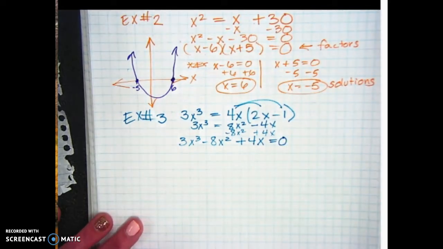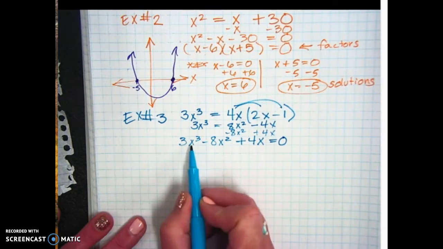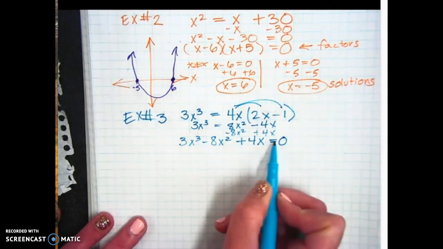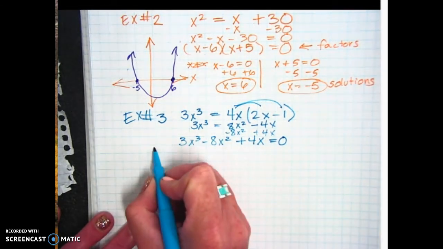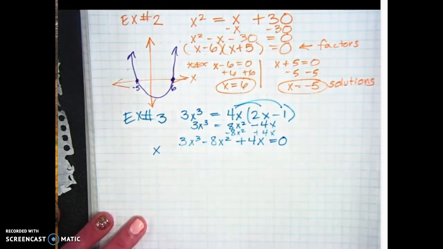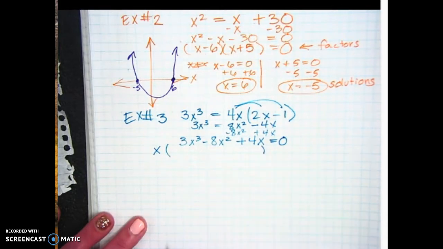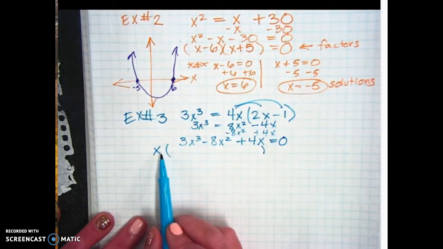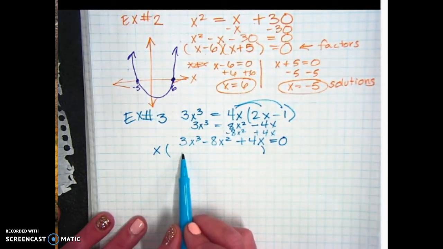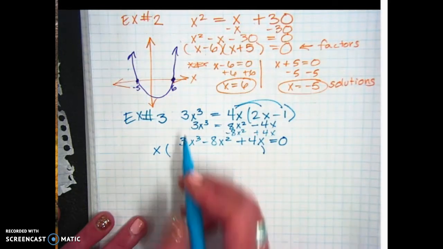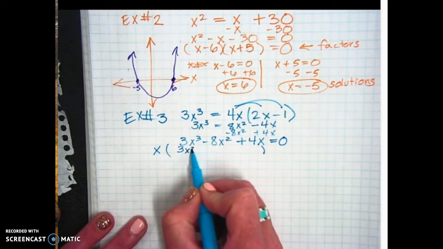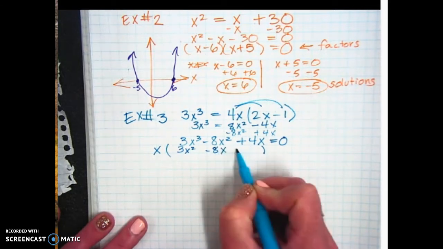Okay. Now we can look for a GCF. Is there a GCF? X. This has an X in it, this has an X in it, and this has an X in it. There's no numeric part, but there's definitely an algebraic part. So if we factor out the X, what's left? 3x squared minus 8x plus 4.